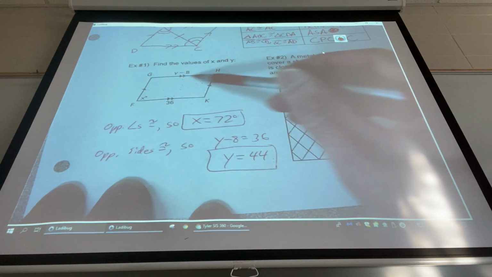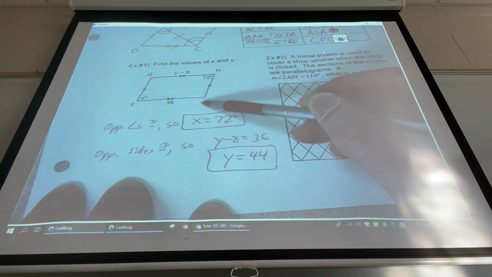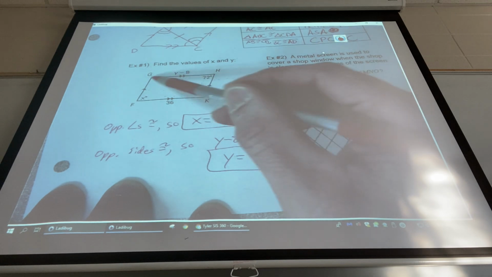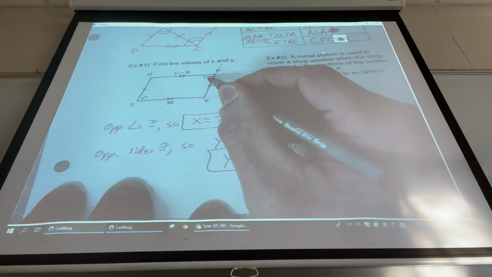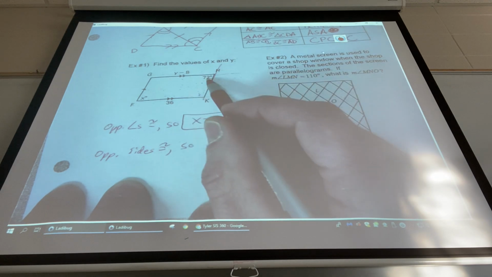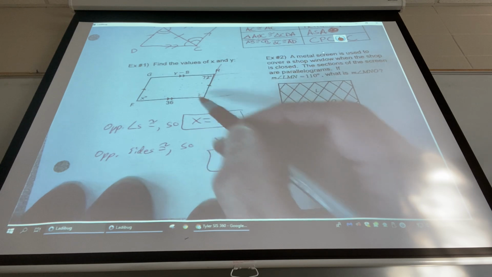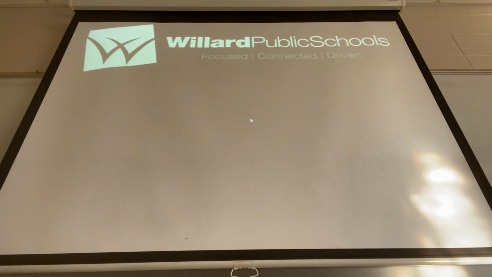Since we got parallel lines, can you think of HK as being a transversal? Parallel lines, transversal. What do you know about these two angles? They're supplementary. They're not congruent, but they're consecutive interior angles, and they're going to be supplementary. So that leads us to our next property, and example 2 is an application of that. Read through example 2 and see if you can figure that out.